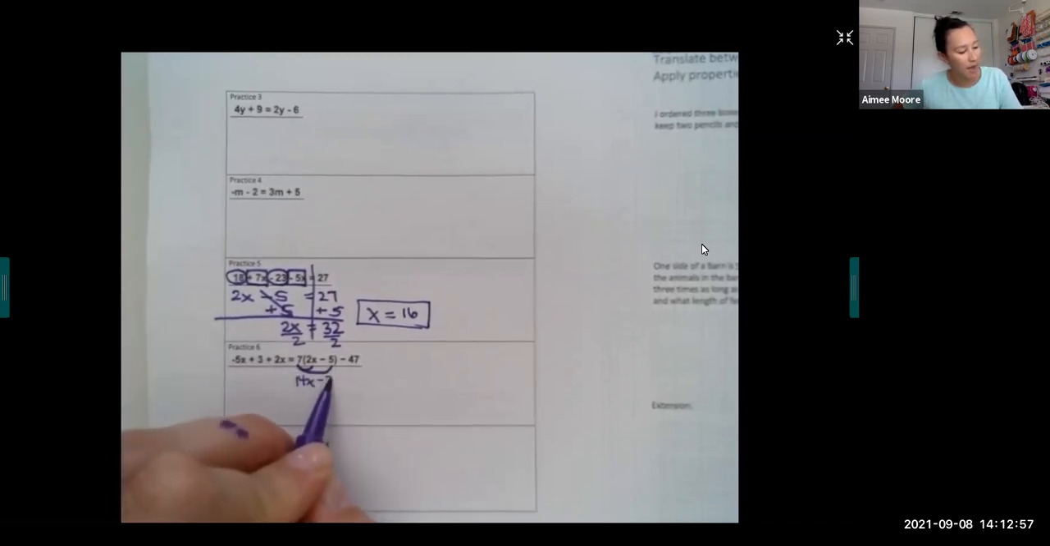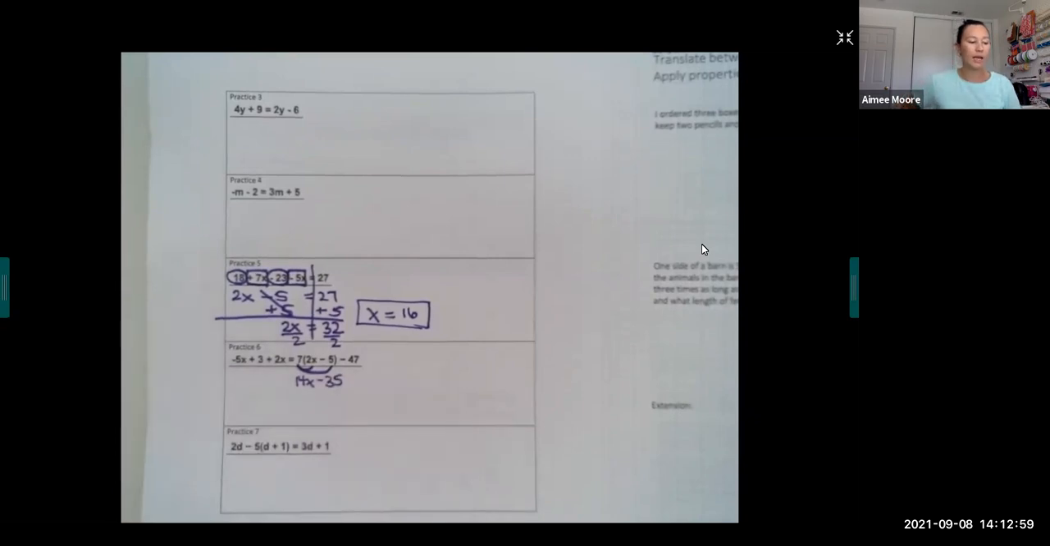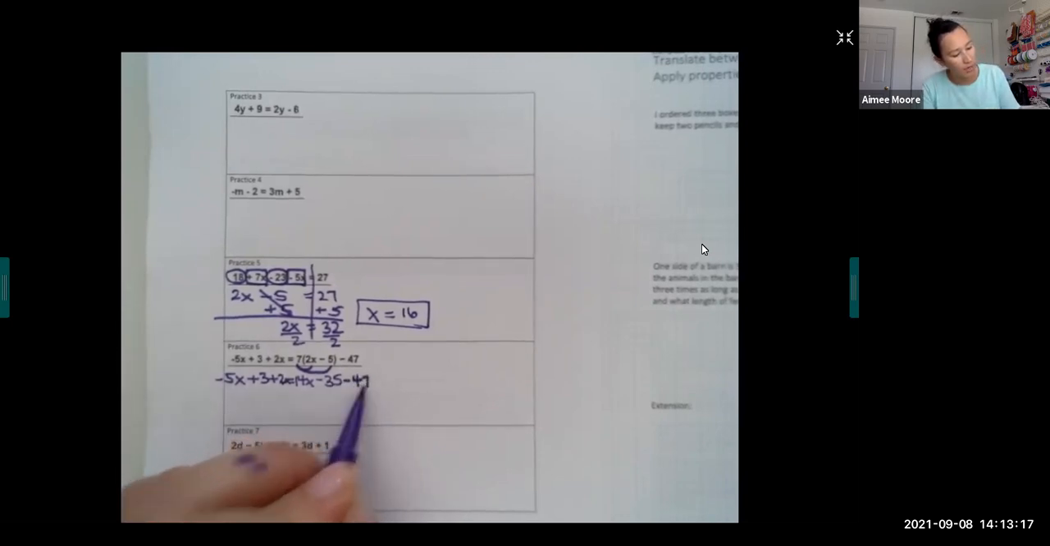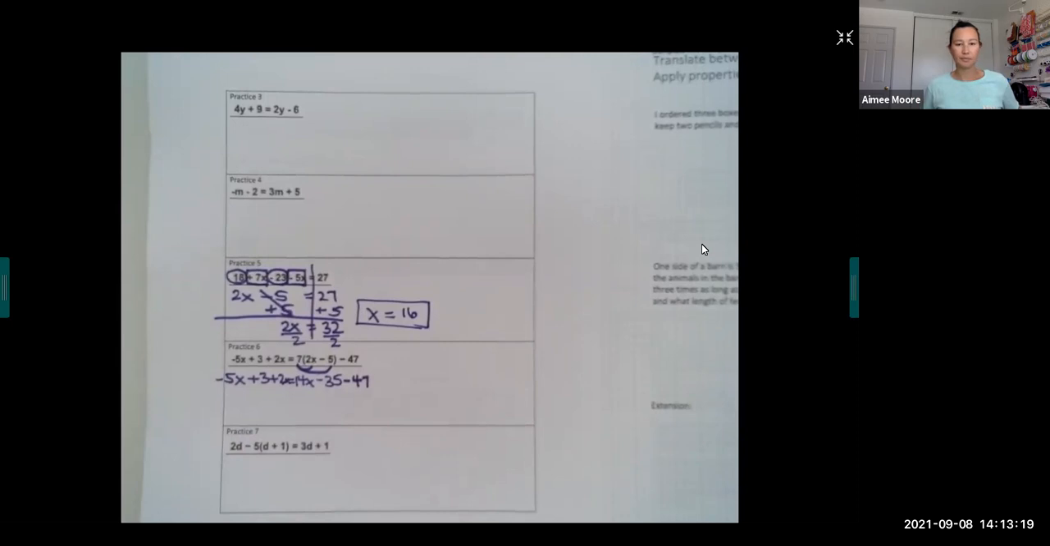So 7 times 2x is 14x. 7 times negative 5 is negative 35. Any questions how we got rid of the parentheses? All right, so we'll bring everything else down. So we have negative 5x plus 3 plus 2x equals 14x minus 35, and we bring down our negative 47. Any questions so far?